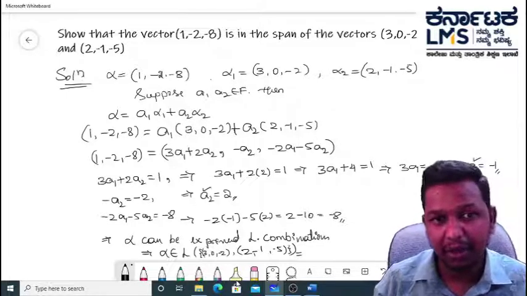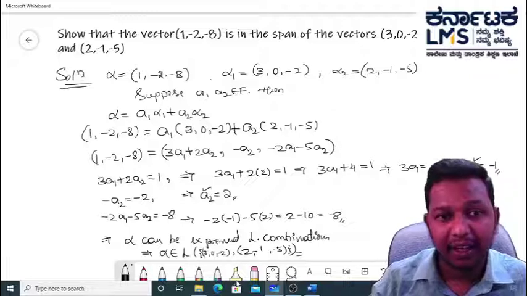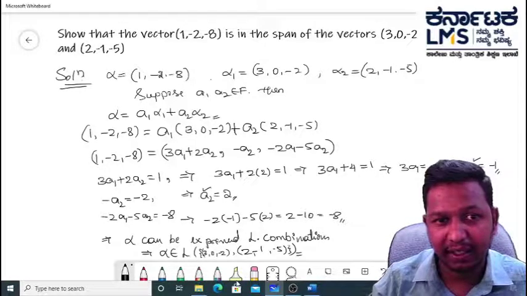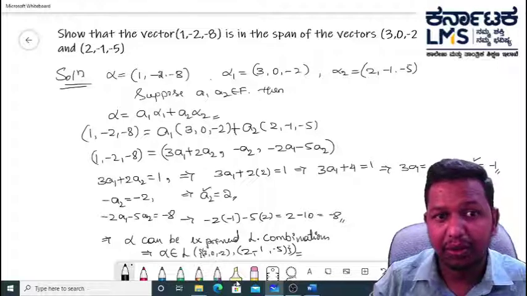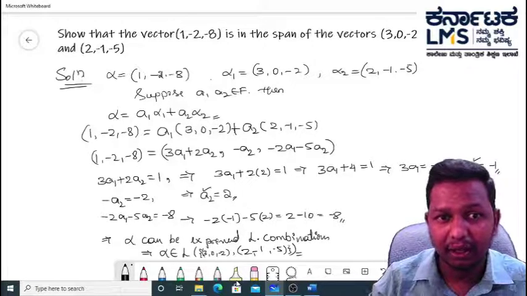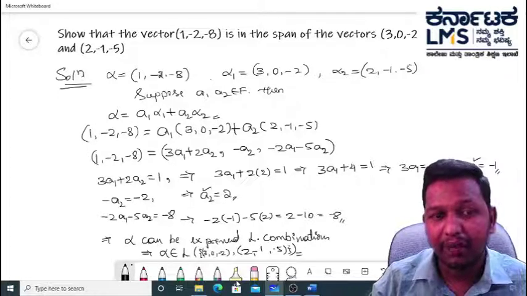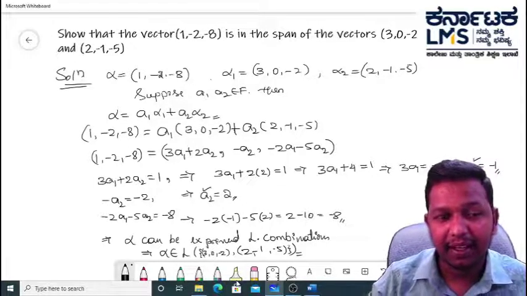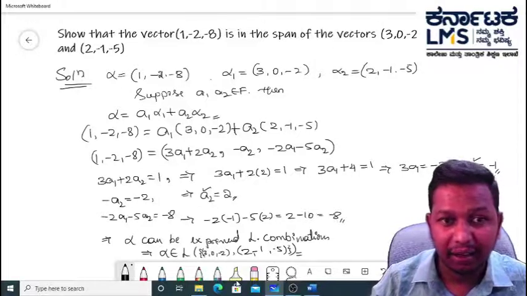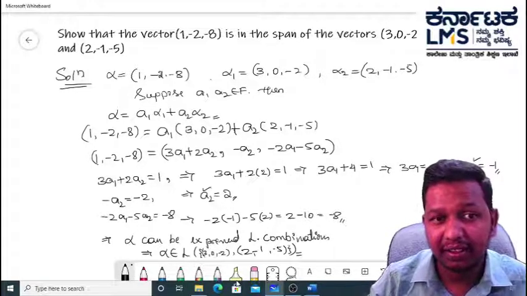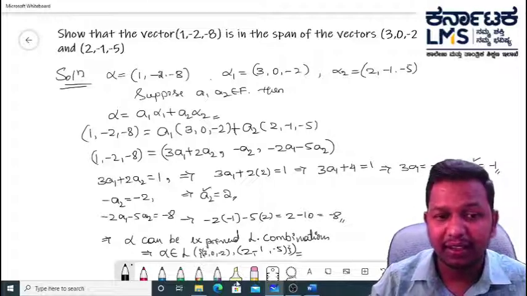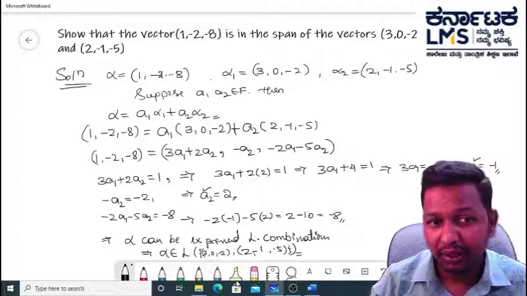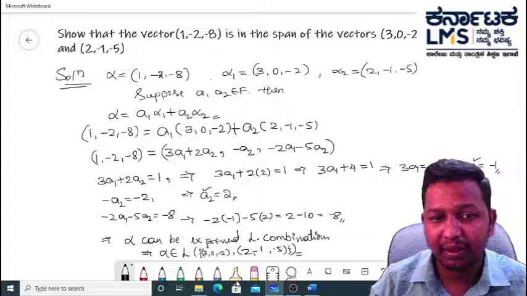Here we have to observe carefully. Suppose the linear combination alpha equals a1 into alpha 1 plus a2 into alpha 2. If values exist for a1 and a2, then we say alpha is a linear combination. If a solution does not exist for a1 and a2, then it is not a linear combination. Hence, it does not belong to the linear span.